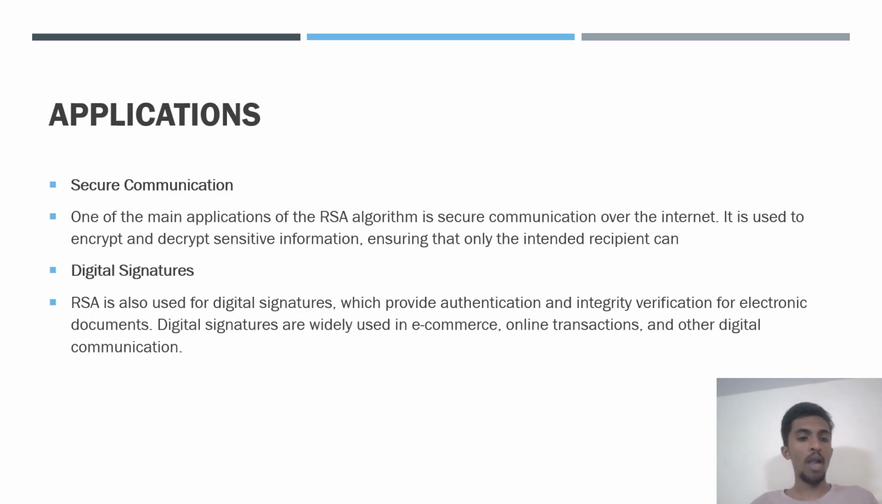Let's see the applications. What is the application of the RSA algorithm? As of now we can say that we use the RSA algorithm for security purposes. Everyone will say that it's secure communications. This is one of the main applications of the RSA algorithm, where it secures communication over the internet. It is used to encrypt and decrypt sensitive information, ensuring that only the intended recipient can read it.